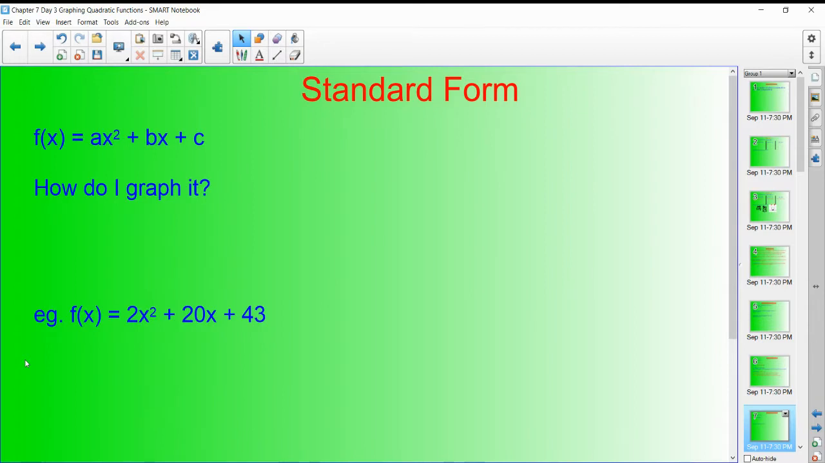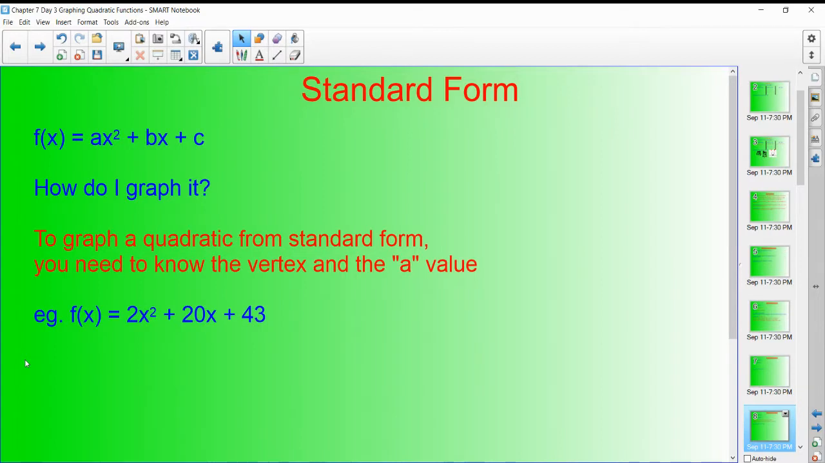Now, I hope you said, well, the vertex seems really important, because that is the most important point on every parabola, the maximum or the minimum. The other important piece of information is the vertical stretch, the a value. Because if I know the vertex and I know whether the graph opens up or down, I have a lot of information. So let's look at this example together.